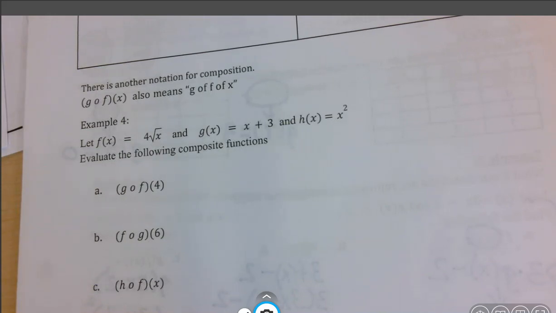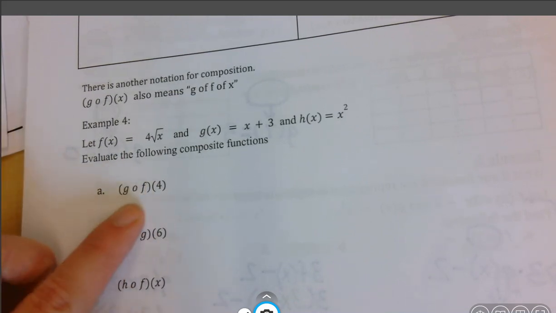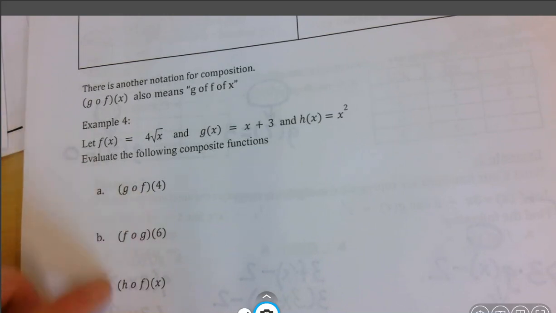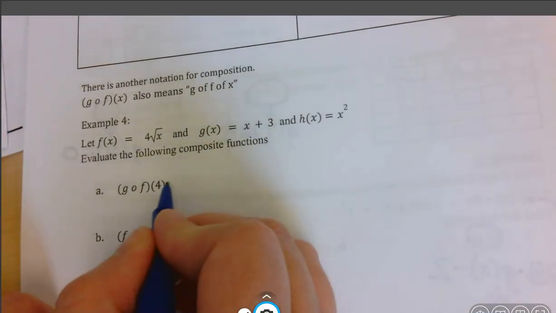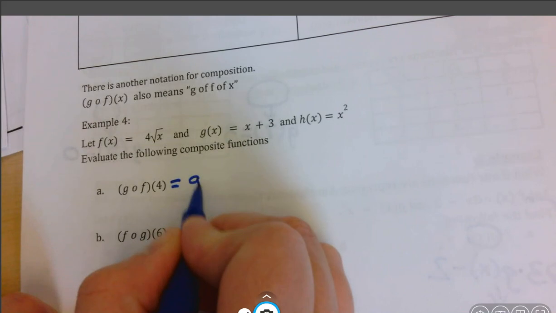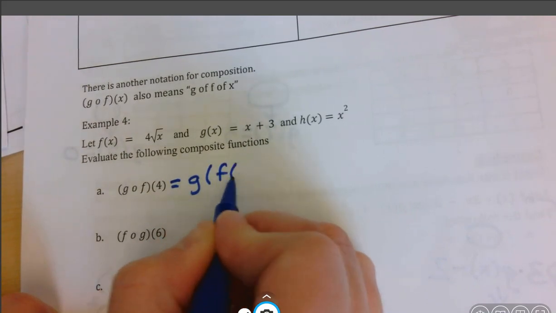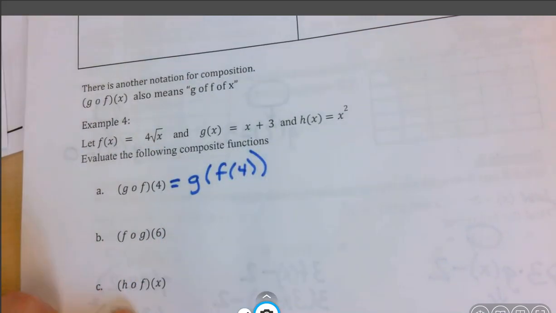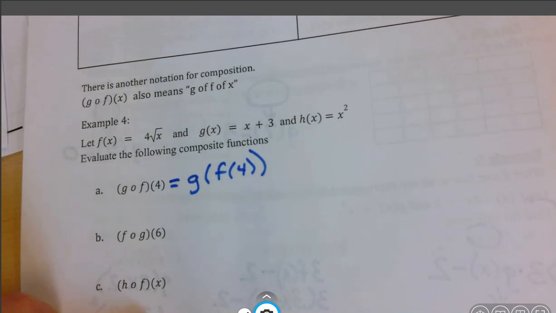All right, so this one we're doing a number. So what I'm going to do is I'm going to put the number into the inside function first, and then I'm going to put it into the outside function. I just want to show you that this is the other way of writing it. Like that. You don't have to write it twice. That's just if it helps you understand it to see it that way.